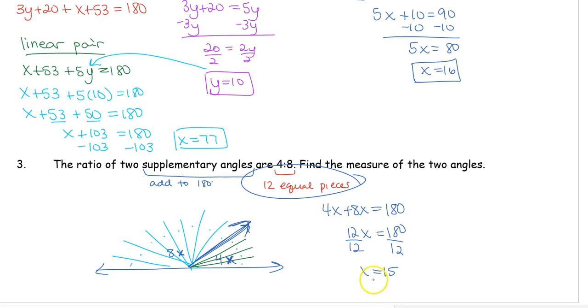I've got 12 congruent angles of 15 degrees each. I want to find it so that it's divided, 4 on this side, 8 on that side. So I've got 4 angles of 15, giving me 60 degrees, and I have 8 angles of 15 on this side, giving me 120. So when I want to find the measure of my two angles, it's a 60-degree angle and a 120-degree angle. Okay, and that was the last problem for today's video. We are all done.